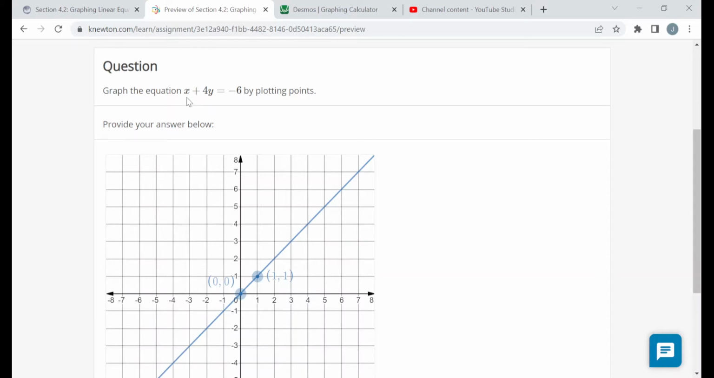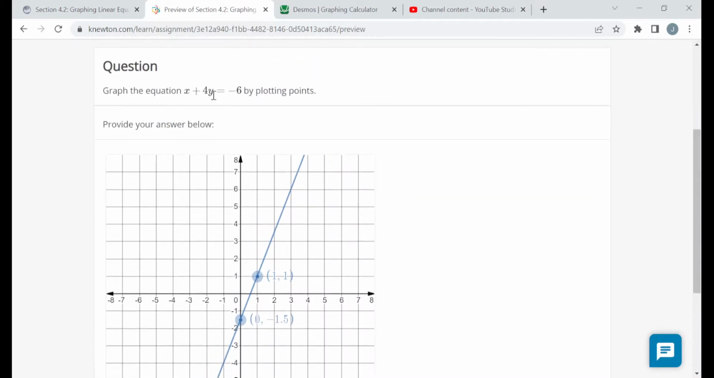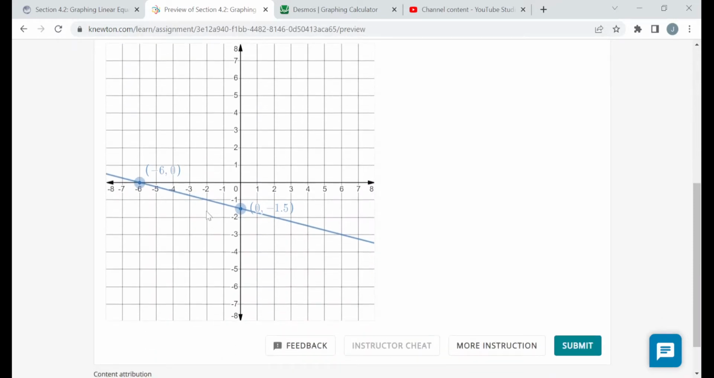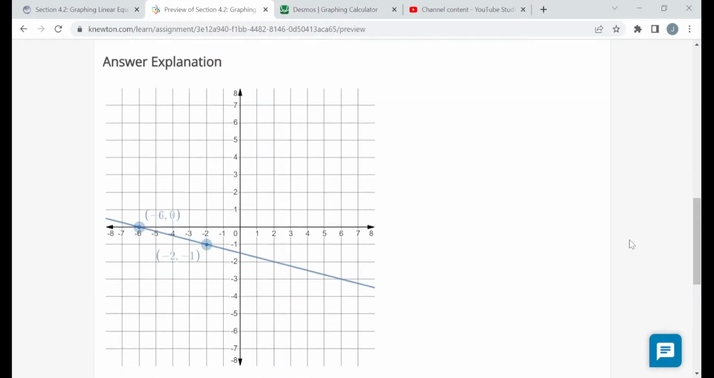Now, if x were 0, y would have to be -6/4, which would be -3 halves or -1.5. So 0 for x, -1.5 for y. There's the y-intercept. And if y were 0, x would be -6. Right? So you have -6, 0. -6 for x, 0 for y. There's the x-intercept. And then the rest of the points, the rest of the solutions fall on that line. Wonderful. Okay, should have just one more of these based on my progress.